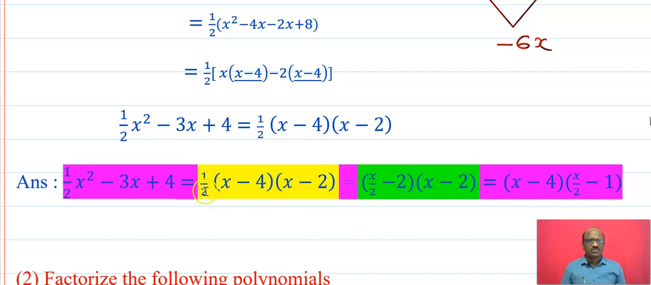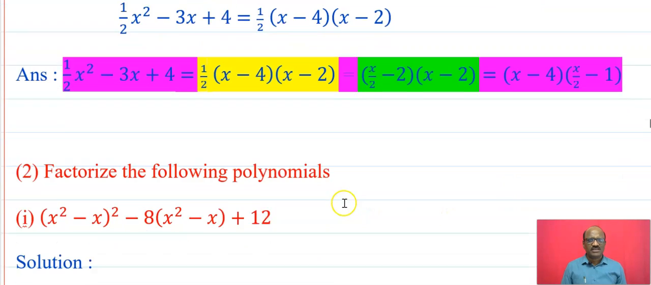If I multiply this 1 upon 2 to the first bracket, then I will get x upon 2 minus 2, that is x upon 2, 4 upon 2 is 2, and next bracket x minus 2. If I multiply 1 upon 2 to the last bracket, then you will get x minus 4. आणि जर समजा या 1 upon 2 ने x minus 2 ला जर डिवाइड केला तर x minus 2, 2 upon 2 that is 1, x upon 2 minus 1, and in this way we can factorize.